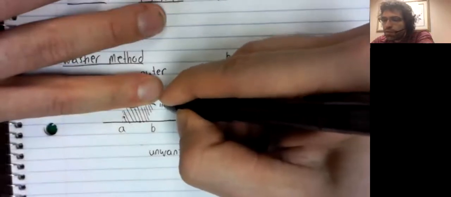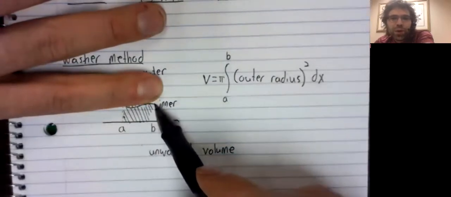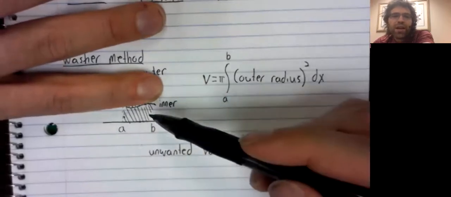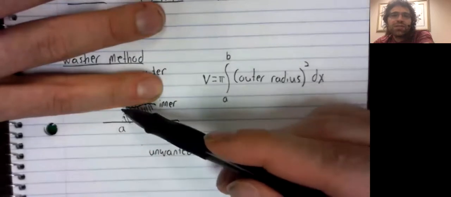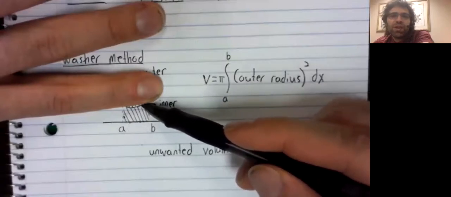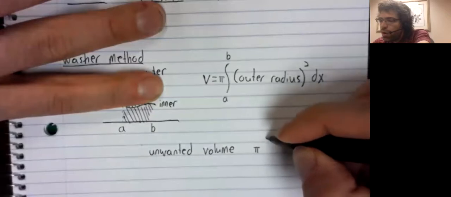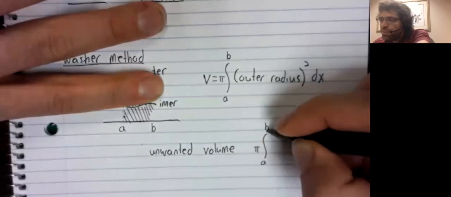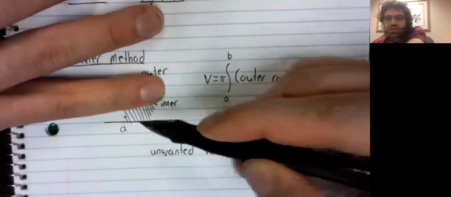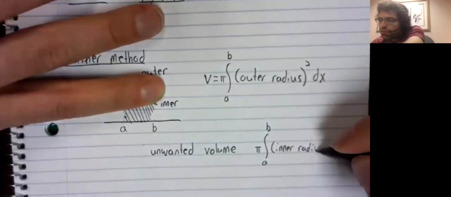This, remember, I'm covering it up with my finger, so let's copy it down again. This is one of the curves that defined the region we're looking at, and the unwanted volume came precisely from taking the area on the region under this curve and rotating it around the axis. The unwanted volume is pi times the integral from A to B of this distance squared, which we'll call the inner radius.